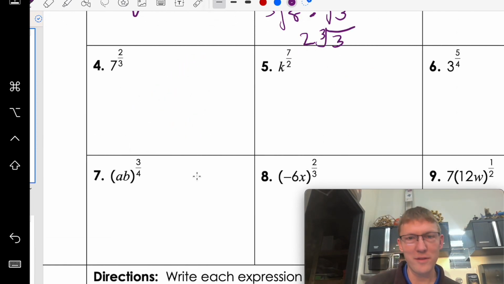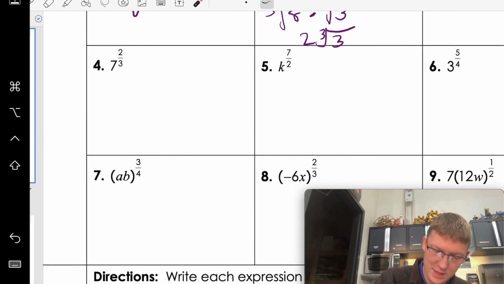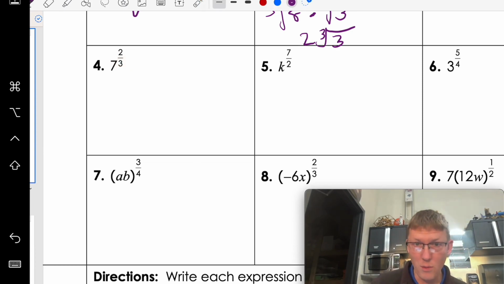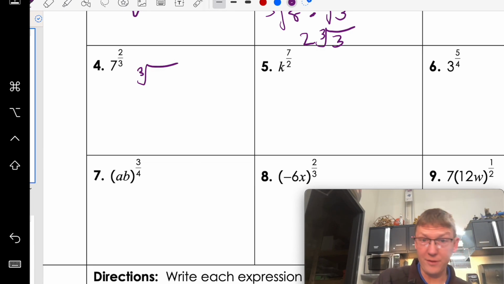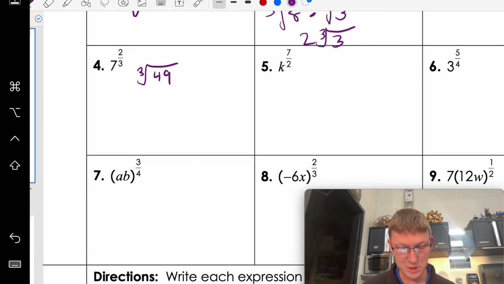Okay, now we're into some fun ones. So now we've got a fraction here. This would be like just squaring something, and this would be taking the cubed root of something. So we can write that as the cubed root of 7 squared. 7 squared is 49. Then I would, of course, look to see if 49 is reducible. It is not, so we are good to go.